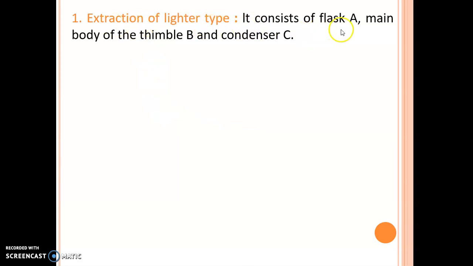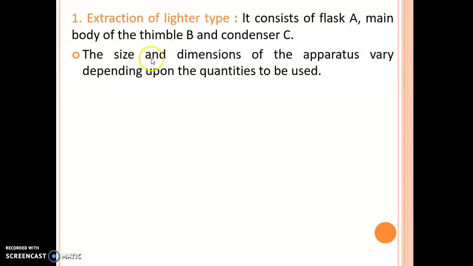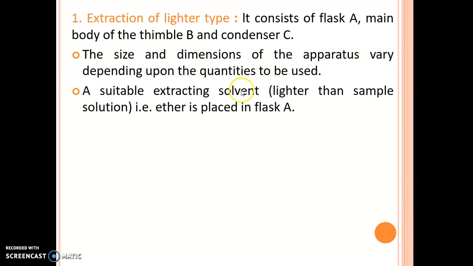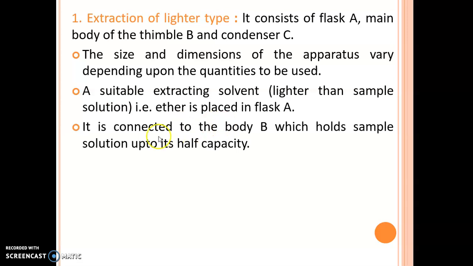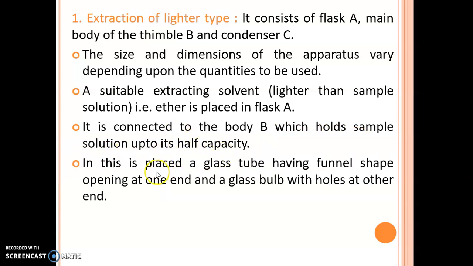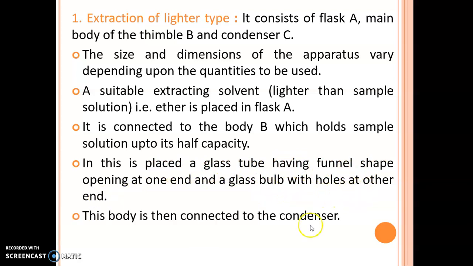It consists of a flask A, main body of the thimble B, and condenser C. The size and dimension of the apparatus vary depending upon the quantity to be used. A suitable extracting solvent that is lighter than sample solution, or ether, is placed in flask A. It is connected to the body B, which holds sample solution up to its half capacity. In this is placed a glass tube having a funnel shape opening at one end and a glass bulb with holes at another end. This body is then connected to the condenser.